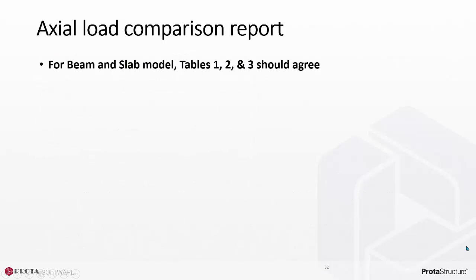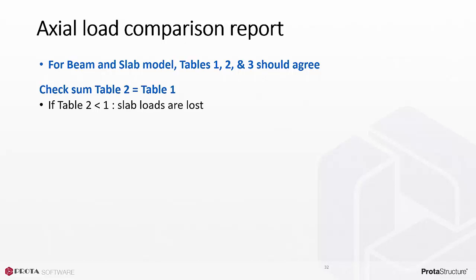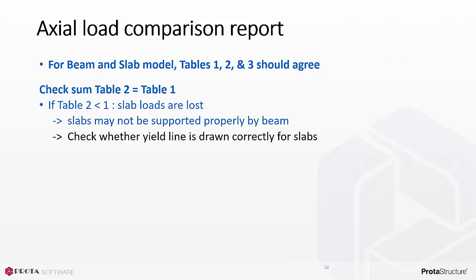For beam and slab model, tables 1, 2, and 3 should agree. Firstly, check sum table 2 equals table 1. If table 2 is less than table 1, slab loads are lost or missing. Compare values for each story to find out which story is the problem. For example, slabs may not be supported properly by beams. You can check on the plan view whether yield line is drawn correctly for slabs. Try using finite element load decomposition.